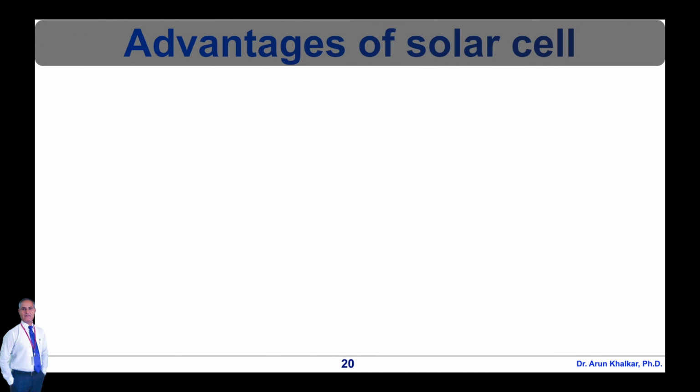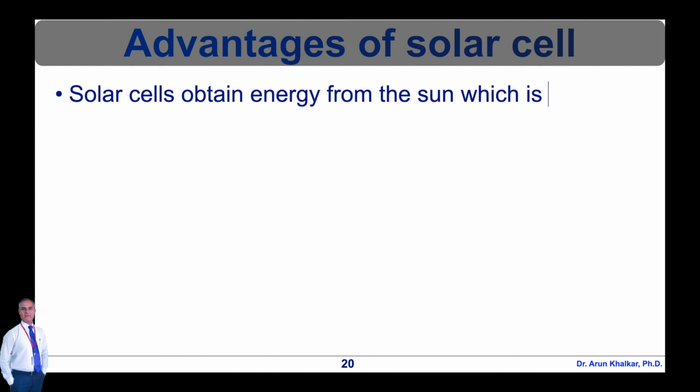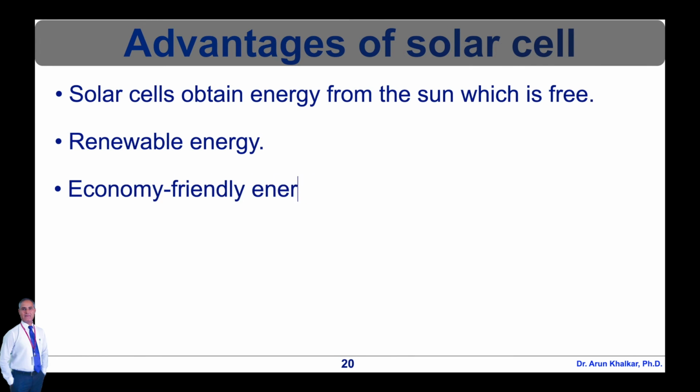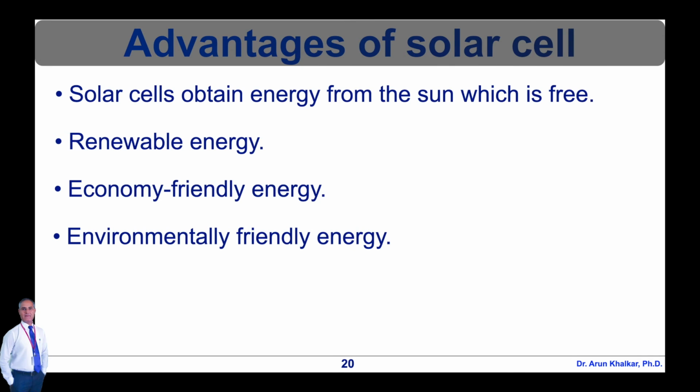Now let's see the advantages of solar cells. Solar cells obtain energy from the sun and transform this into usable electricity. Renewable energy, that is, the energy can be used both to generate electricity and heat either through solar photovoltaic system or solar thermal system. Economy friendly energy. Once the installation is made, solar cells can be operated at almost no cost except maintenance. Environmentally friendly energy. Solar cells produce energy without pollution.